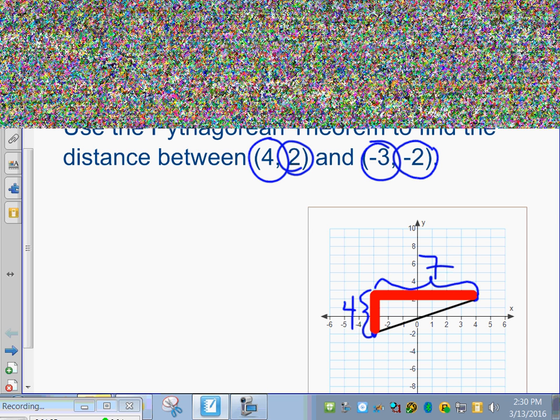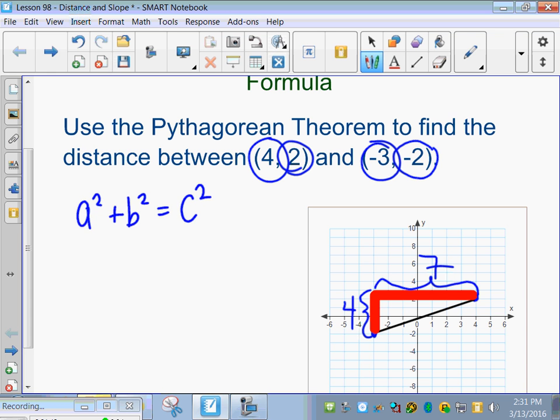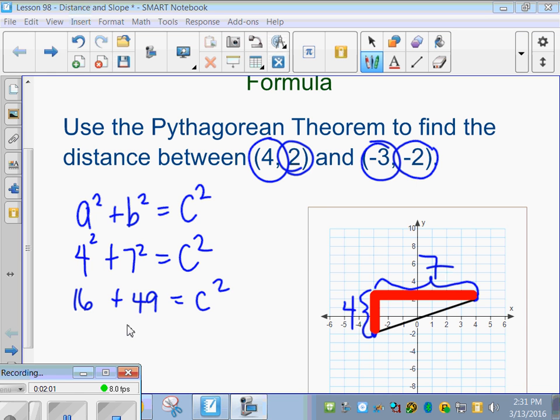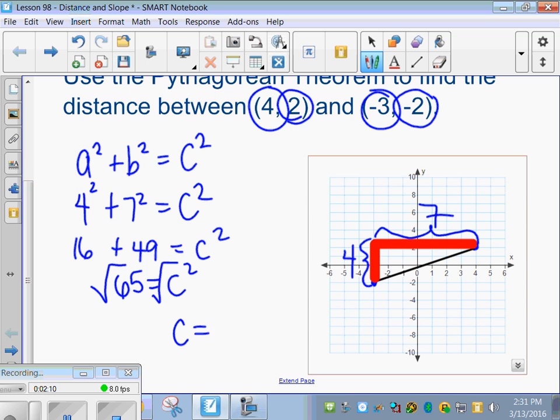a squared plus b squared equals c squared. So 4 squared plus 7 squared equals the hypotenuse squared. So that's 16 plus 49, which gives me 65. And then we're going to square root both sides. And so that distance is the square root of 65.